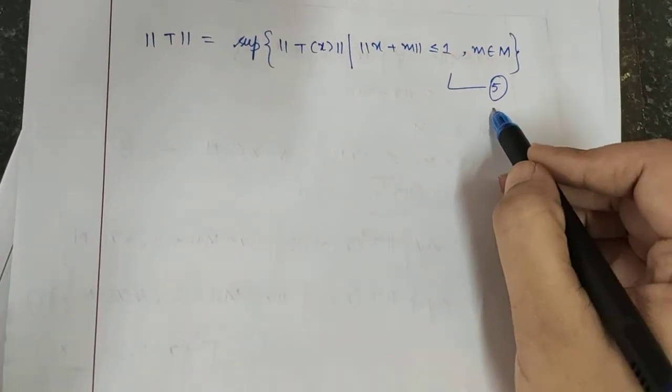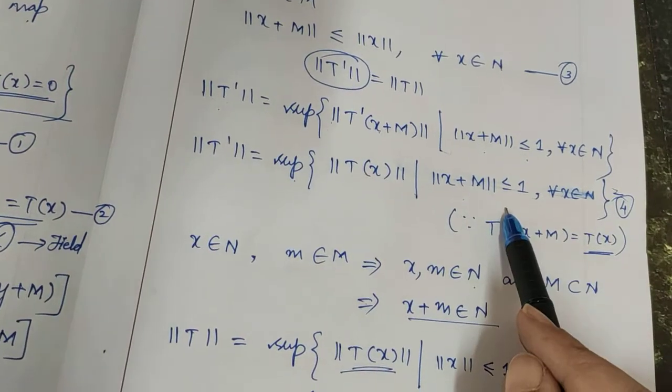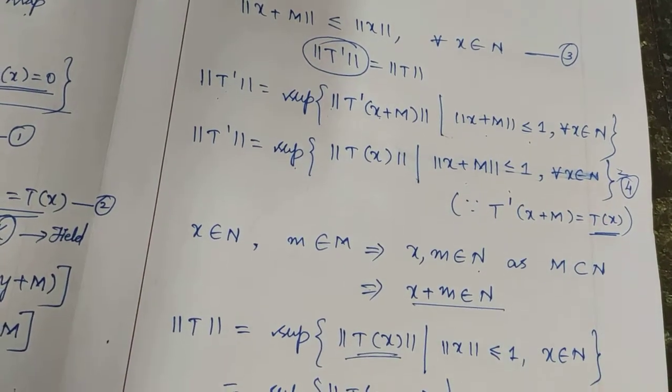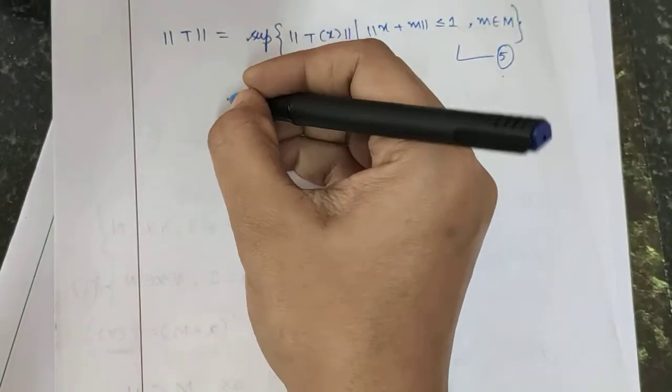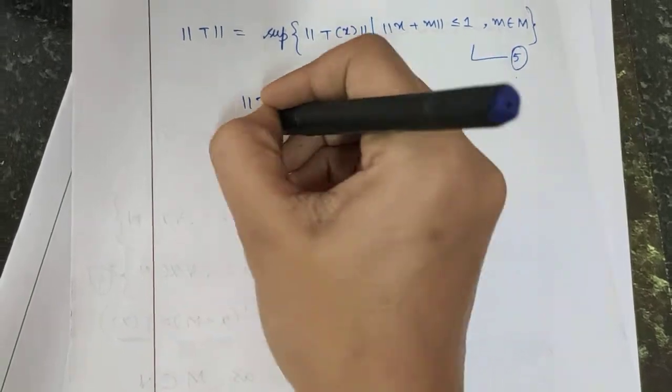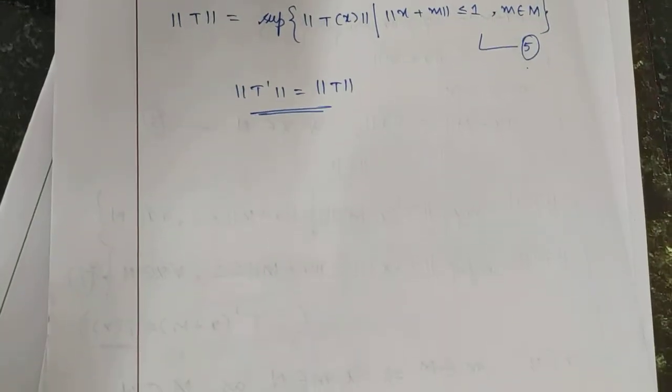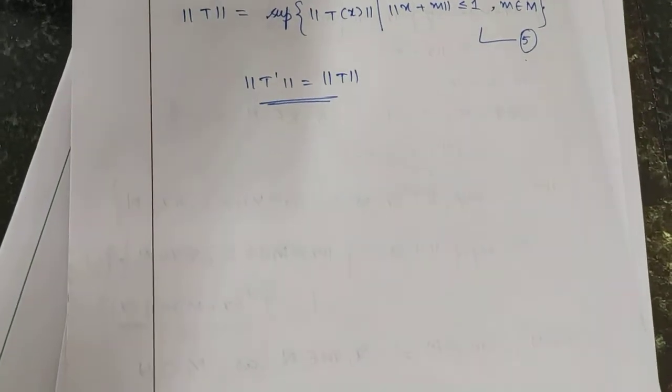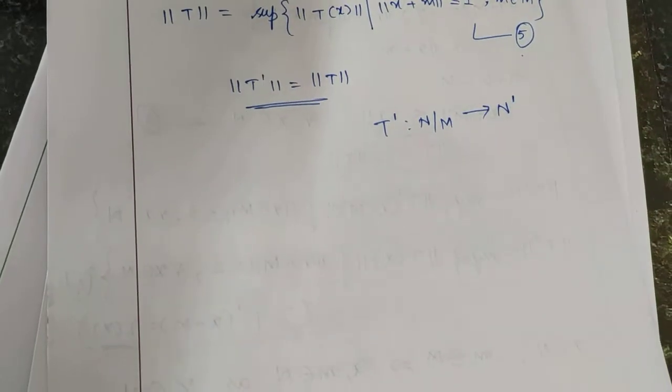Now observe your equation number 5 with your equation number 4. Both are equal, isn't it? So now from equation 4 and 5, I can say that norm T prime is equal to norm T. So this is how we will say that T induces a linear map T from n by m to n prime. Okay.